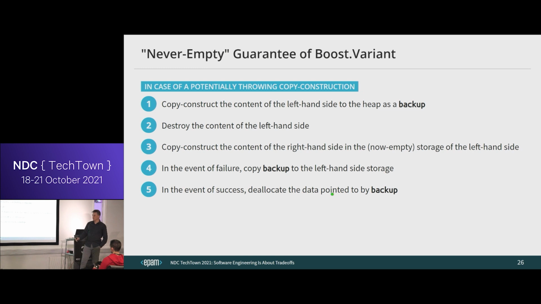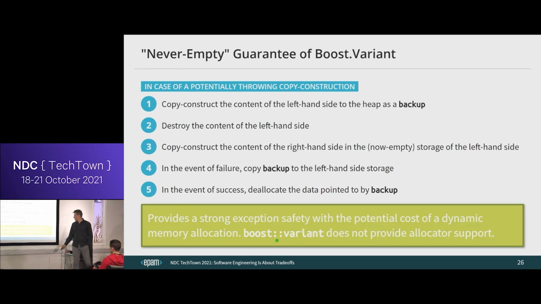It's easier to use. You don't have to care about its state, but it requires dynamic allocation. It requires some copying. It's slower. On some platforms, it may be a no-go, like embedded platforms. They cannot afford dynamic allocation, so you will not be able to use it there. Moreover, Boost.Variant does not provide allocator support, so you cannot say how you want to allocate this memory.